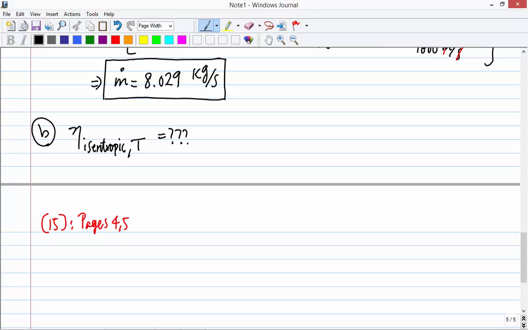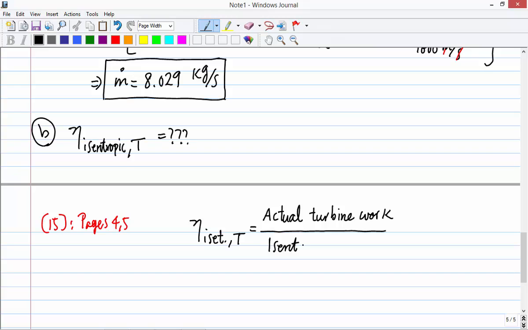And as you see, it says that the isentropic efficiency of a turbine is defined as actual turbine work divided by isentropic turbine work, which in our case is W dot out divided by W dot isentropic, which I'm going to show you with a subscript S.